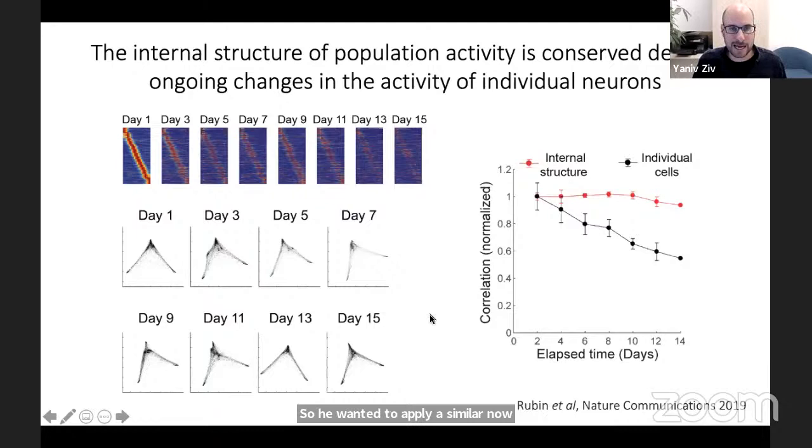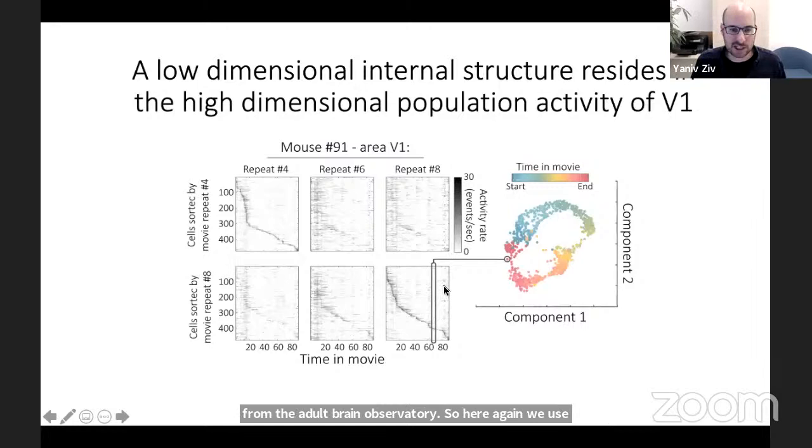So here again, we used a nonlinear dimensionality reduction applied on the data from the Allen Brain Observatory, specifically for vectors that constitute the activity of the entire population at the individual time bins. And this exposed a low dimensional structure in the high dimensional population activity. This is an example from V1, and the color code represents the time in the movie. So you can see that nearby times are actually nearby in the reduced dimensional space.